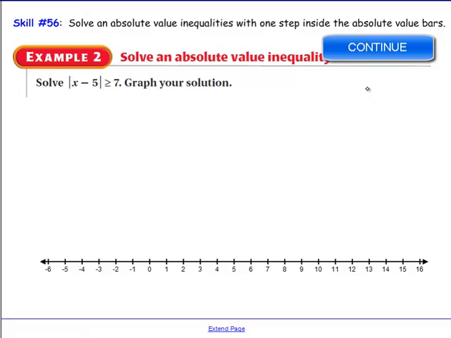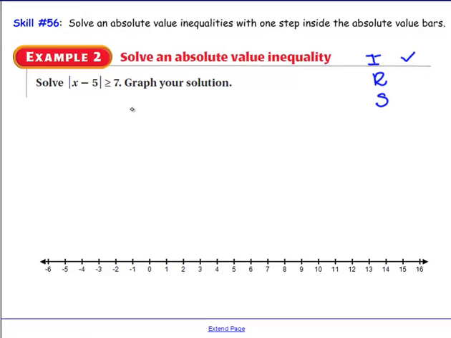In this example, we have to solve an absolute value inequality that has one step inside the absolute value bar. I'm going to write our 3 steps: isolate, rewrite, and solve. It is already isolated. There's nothing next to the absolute value. It's by itself. I do need to rewrite. Since the absolute value is greater than or equal to 7, it's an OR type of problem, which means that x minus 5 can either be to the right of 7 or it could be to the left of negative 7. So that's the rewriting part.